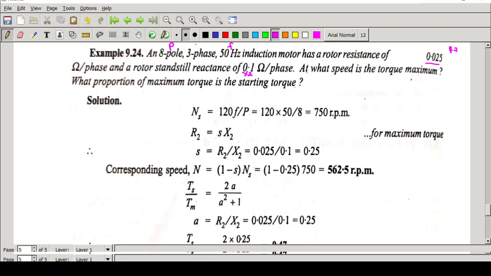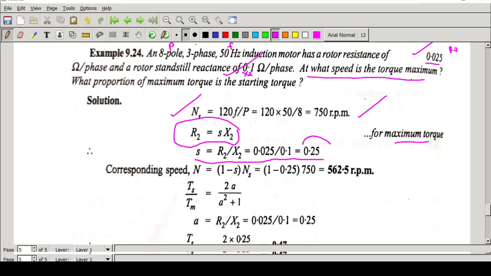Now the question is, at what speed is the torque maximum? So it is given that torque is maximum, but we are supposed to find the speed corresponding to this maximum torque. First let's find the synchronous speed, Ns equals 120 f by P. It's very easy, everything is given. Now what is the condition for maximum torque? R2 is equal to S X2. Do you have a value of R2? Yes, R2 is given as 0.025. What about X2? X2 is also given as 0.15. Using that, we can find the value of slip. We will get it as 0.25.